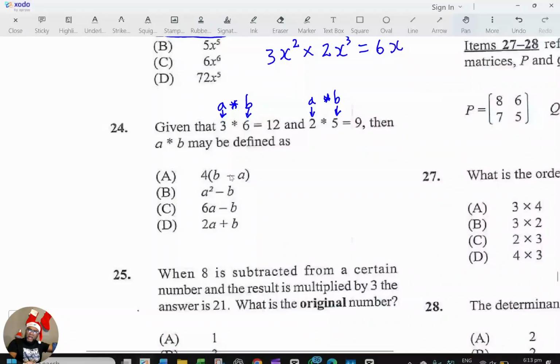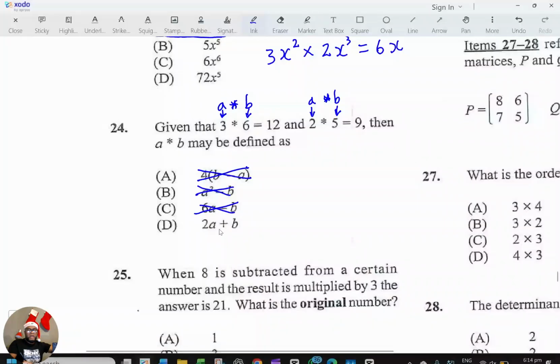Let me test this one. 6 minus 3 is 3, 3 by 4 is 12. Now 5 minus 2 is 3, 3 multiplied by 4 is 12. So this one is wrong. This one, A squared: 3 3s are 9, 9 minus 6 would not give me 12. This one can't work. 6 by 3, 6 3s are 18, 18 minus 6 will give us 12. And then 6 by 2 is 12, 12 minus 9.